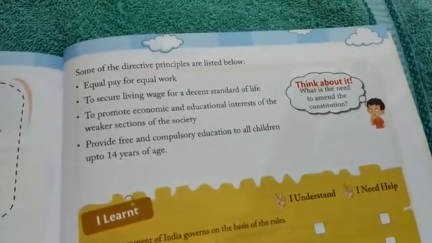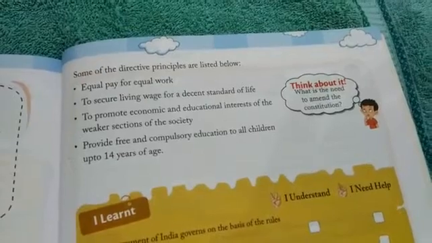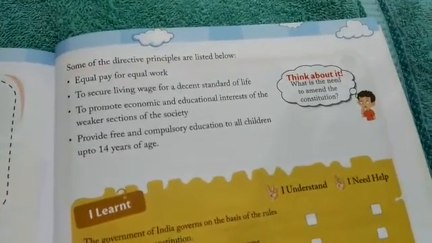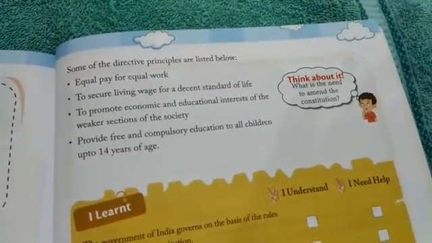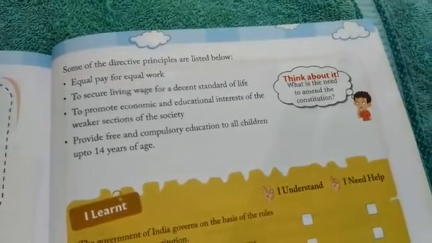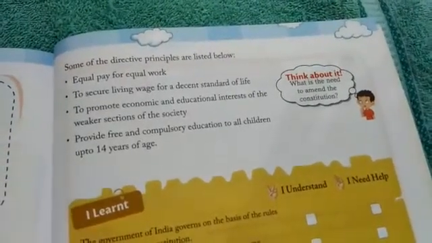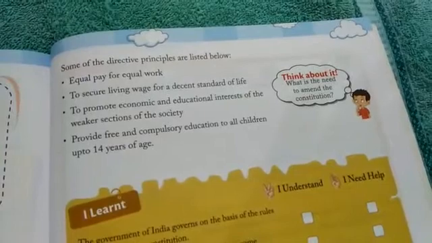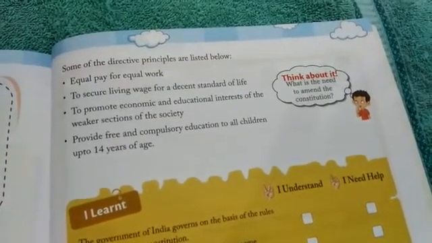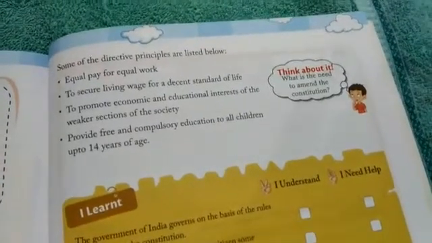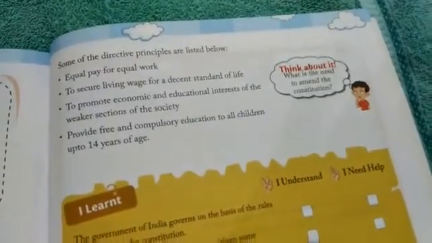Number three, to promote the economic and educational interest of the weaker section of society. That is, we must promote the economic and educational interest of the weaker section of society, which we call minorities. The last directive principle is to provide free and compulsory education to all children up to the age of 14 years. So we must give free and compulsory education to all children up to the age of 14 years.